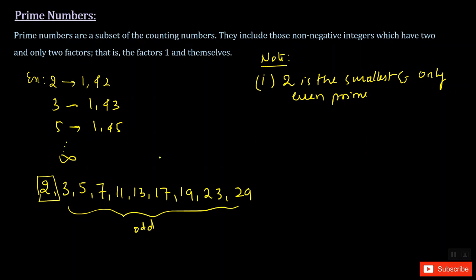Now, further, if you look at this pattern clearly, 3 is the smallest odd prime number, isn't it? If the question asks for the smallest odd prime number, that is 3, and if they ask for the second smallest odd prime number, that is 5. This is the third smallest odd prime number, and so on. We can also ask for the smallest two-digit prime number.